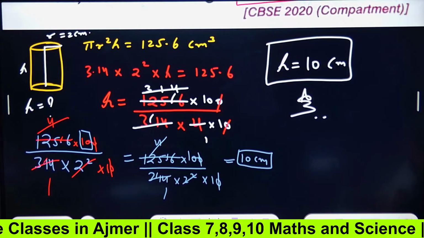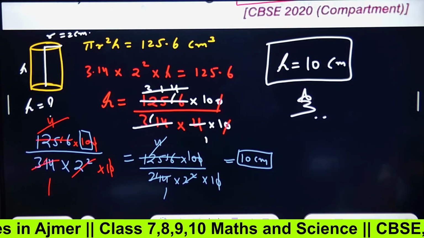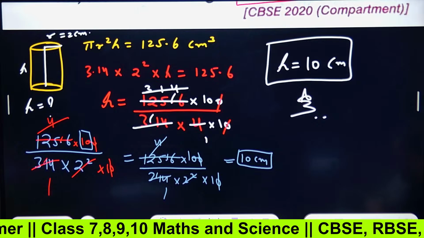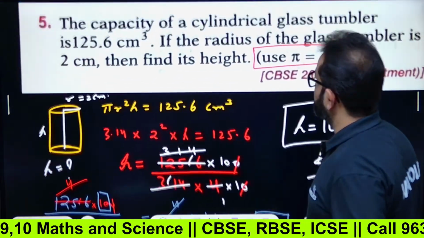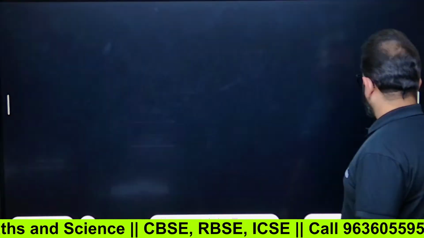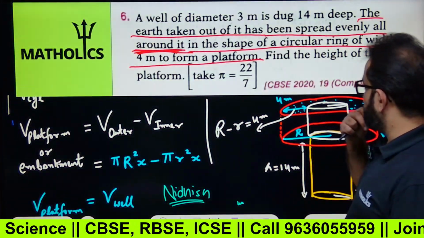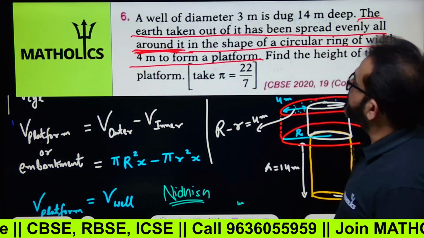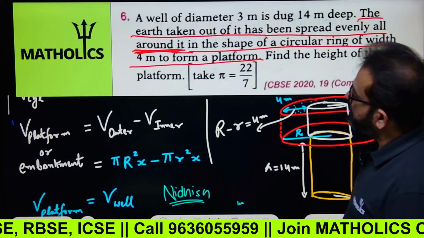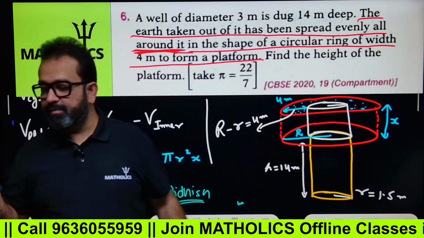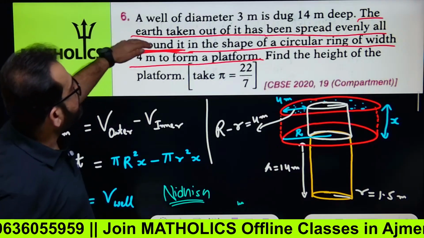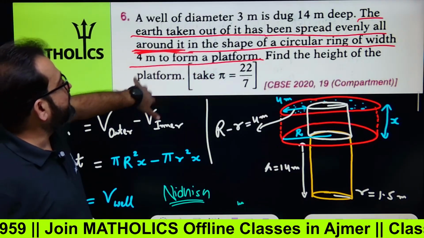Sorted? Can we go ahead? Okay, so this was question number 5 for today's evening. Now, next question. A well of diameter 3 meter is dug 14 meter deep. The earth taken out of it has been spread evenly around it.